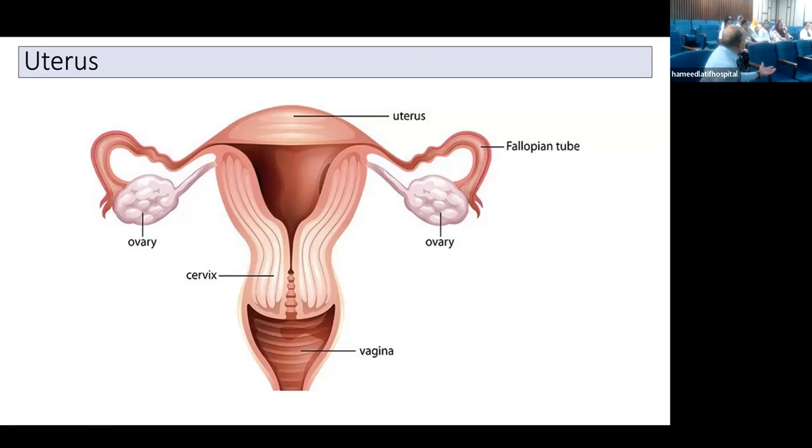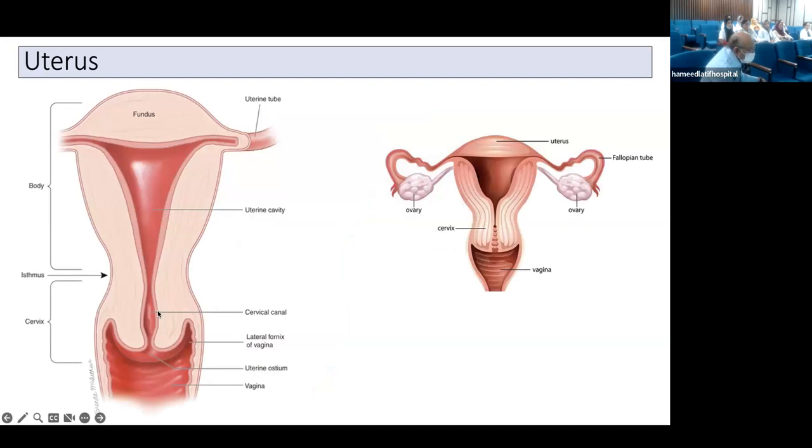Here you see the uterine cavity, and part of the cervix is also protruding into the vagina. This part which protrudes is known as the portio vaginalis, also known as the vaginal part of the cervix, and the upper part is known as the supravaginal cervix. The internal os lies above, the external os lies below, and the cervical canal has two areas of constriction. Above, communicating with the uterine cavity, is the internal os, and this is the external os.